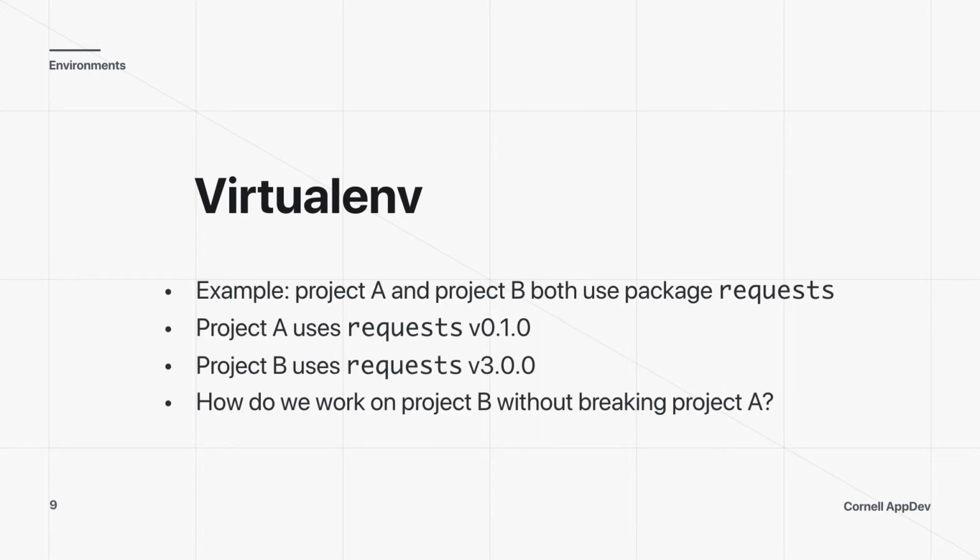To give an example, let's say you have project A and project B. Both of these projects use the package requests, but let's say you started project A like a year ago and you're still working on it, but the version that you started off with developing project A was a much earlier version. But how do we work on project B without breaking project A? Because you're going to have two requests installed. Which one does your computer know to use when you're developing a project? That's why you need Virtualenv to isolate different environments that you can activate for when you're working on a certain project.